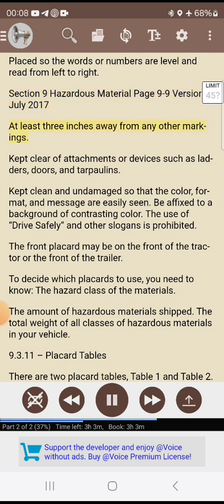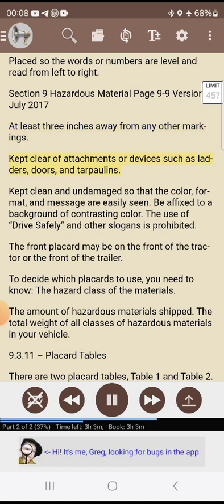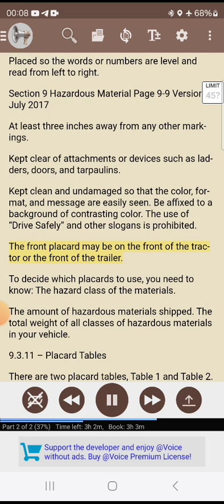At least 3 inches away from any other markings. Kept clear of attachments or devices such as ladders, doors, and tarpaulins. Kept clean and undamaged so that the color, format, and message are easily seen. Be affixed to a background of contrasting color. The use of "drive safely" and other slogans is prohibited. The front placard may be on the front of the tractor or the front of the trailer. To decide which placards to use, you need to know the hazard class of the materials, the amount of hazardous materials shipped, and the total weight of all classes of hazardous materials in your vehicle.